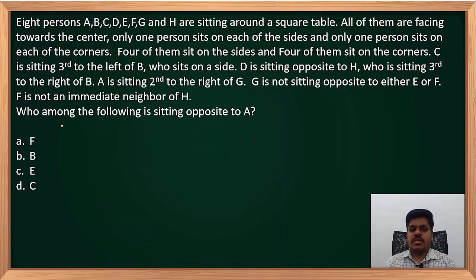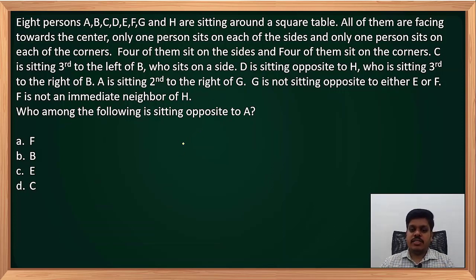A is sitting second to the right of G. G is not sitting opposite to either E or F. F is not an immediate neighbor of H. Who among the following is sitting opposite to A? Options F, B, E and C. So we have to find the person who is sitting opposite to A.